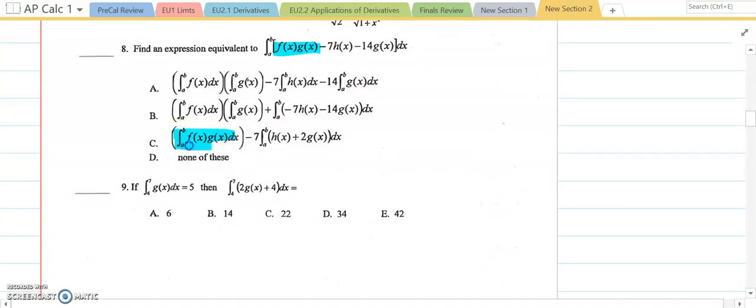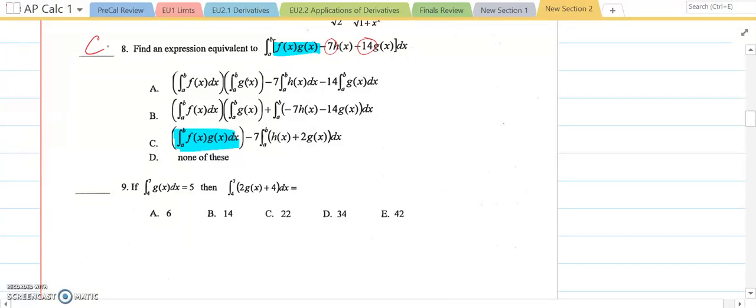The second part of this tells you that I pulled out the 7 because I'm allowed to. That's like a scalar multiplier. That's what we call that bad boy. The 7 pulled out, there's still a 2 that's attached to the G. Answer C.